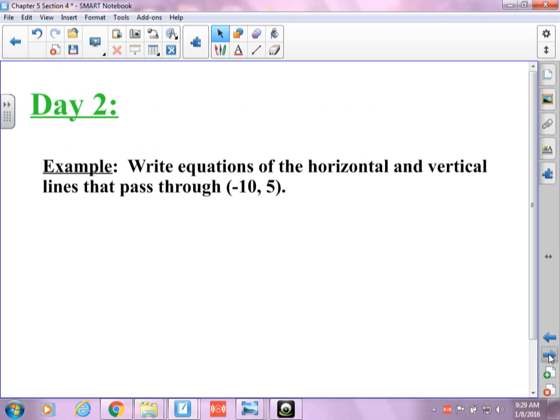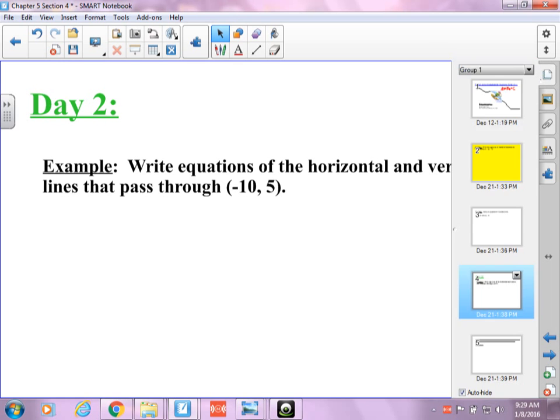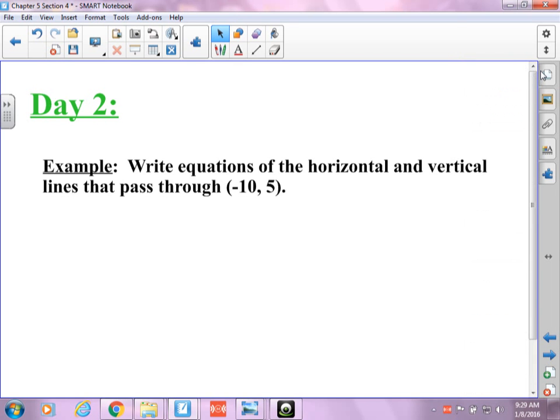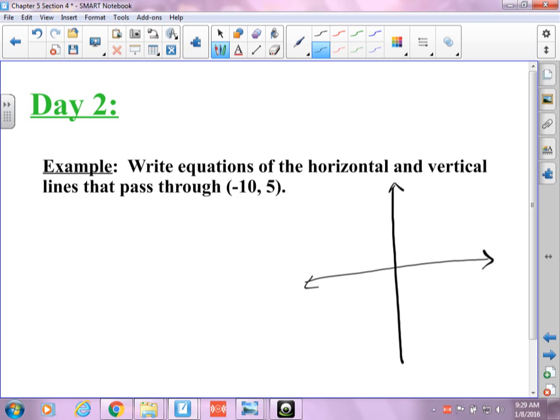All right, so we're going to write equations of horizontal and vertical lines that pass through this point, right? This is actually super, super easy. So if I take a look at this, let's just talk for just a minute. You do not have to graph this, but I'm going to show you what's going on. So let's say I've got the xy axis, okay? And I've got 1 through 10 on each axis, and 1 through 5 going down. Okay, so I've got this point, negative 10, 5, and it's right here. Correct? That's where that point is.